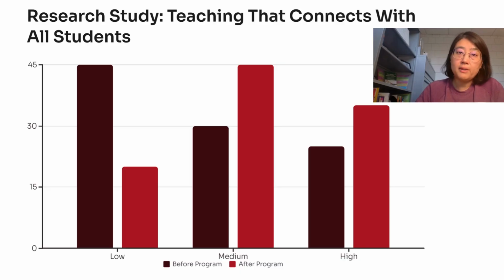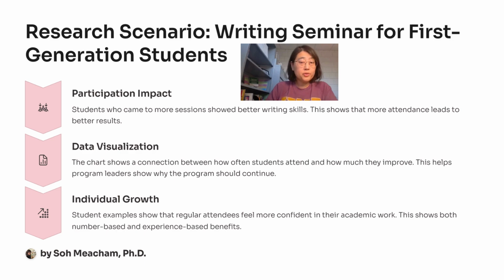That's a powerful pattern. Or think about a graduate program evaluating a writing seminar aimed at first generation college students. Pre and post intervention scores on academic writing assessments are compared. A scatter plot of participation rates and score gains reveals a modest positive correlation, suggesting that students who attended more sessions tended to improve more in writing.